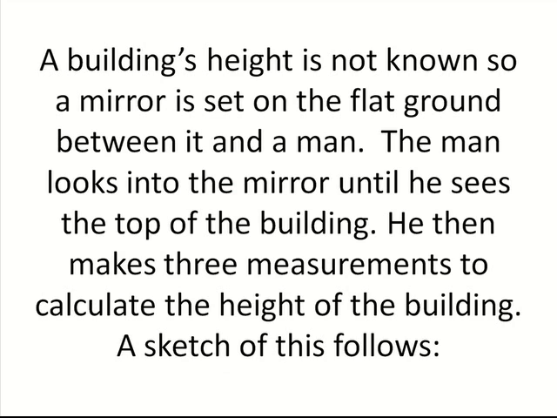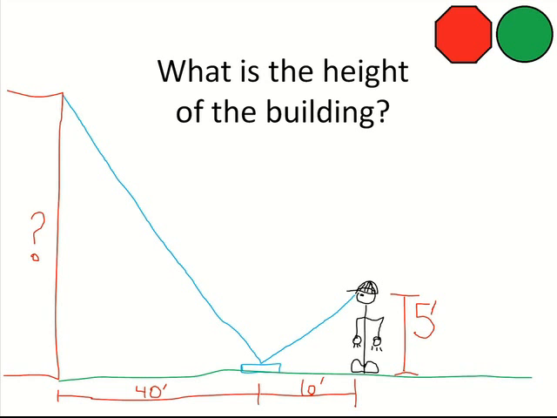A building's height is not known, so a mirror is set on the flat ground between it and a man. The man looks into the mirror until he sees the top of the building. He then makes 3 measurements to calculate the height of the building. A sketch of this follows. What is the height of the building? Click on the stop sign.